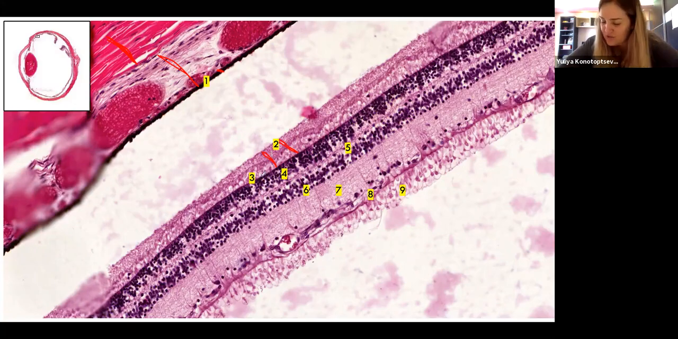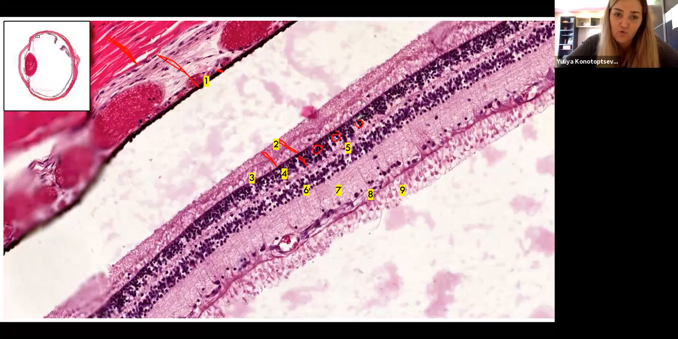The third layer is going to be the outer limiting membrane. You can see it here. It's like a line. Do you see? Very nicely visible here. So this line, this is the outer limiting membrane. This is just zonula adherens between rods and cones. The fourth layer is called outer nuclear layer, and these nuclei are nuclei of rods and cones.